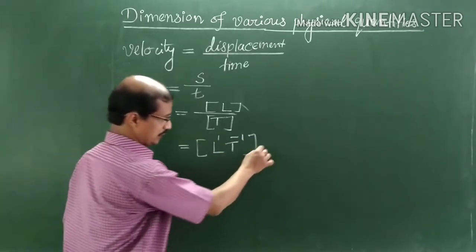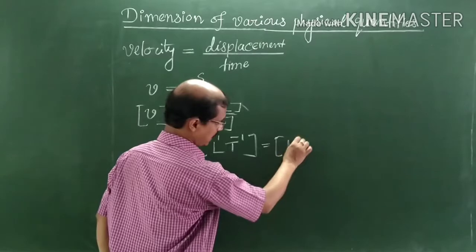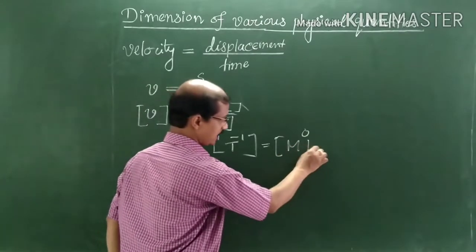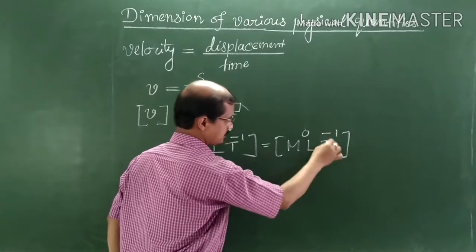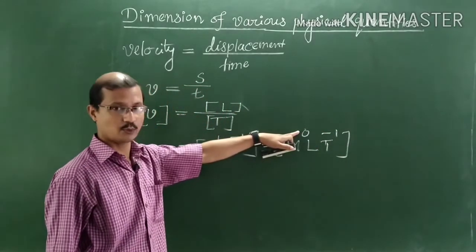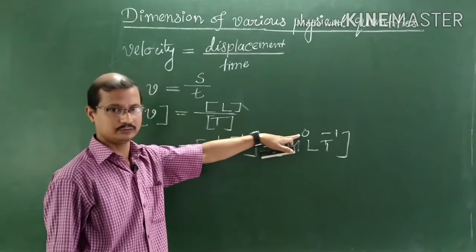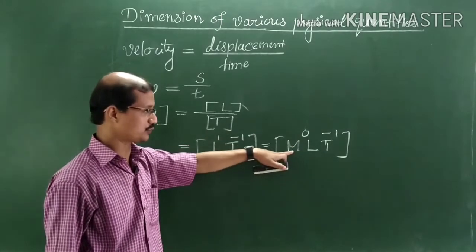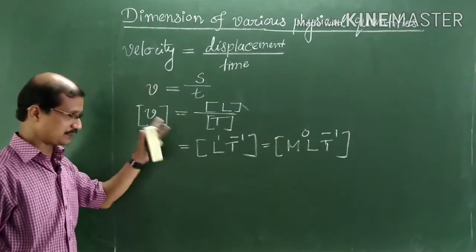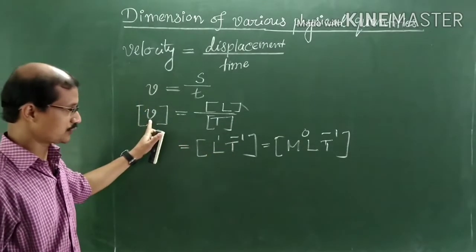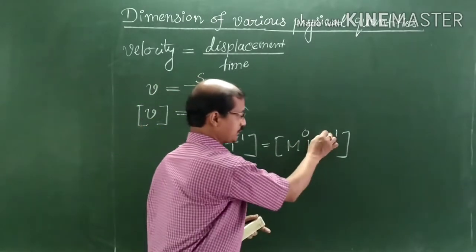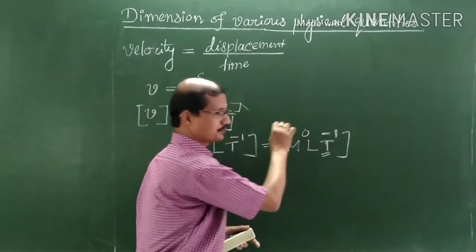If you want to introduce mass, then we have to write m to the power 0 L t inverse. You know that m to the power 0 means 1. Anything having power 0 equals 1. So we have introduced mass. So you can express in this way: the dimension of velocity is 0 in mass, 1 in length, and minus 1 in time. Okay.